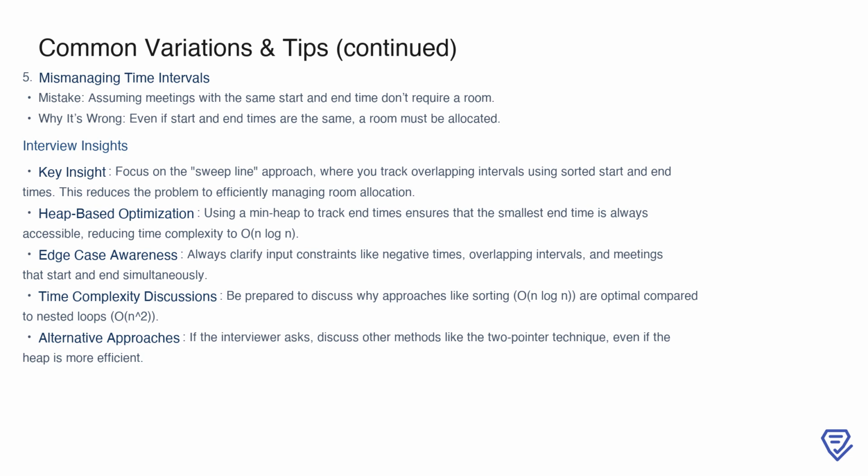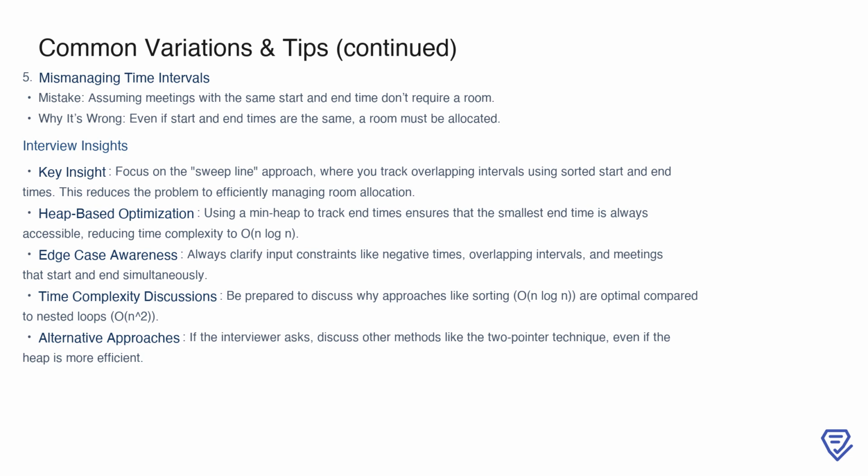A major focus is the sweepline approach, which involves sorting both start and end times and efficiently tracking overlapping intervals. This method allows you to reduce the problem to managing room allocation dynamically. Using a min heap to track end times is an excellent optimization because it ensures that the smallest end time is always accessible, resulting in an overall time complexity of n log n.